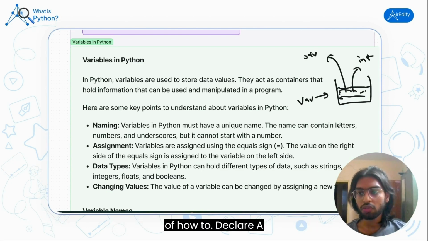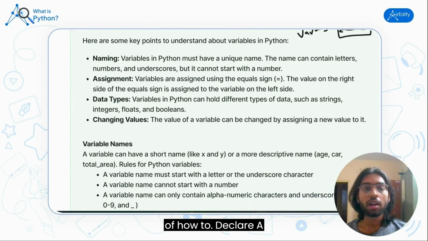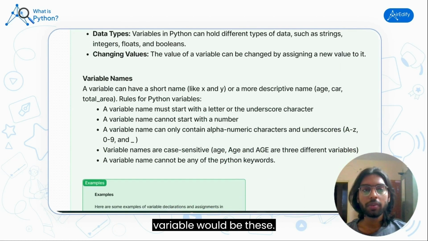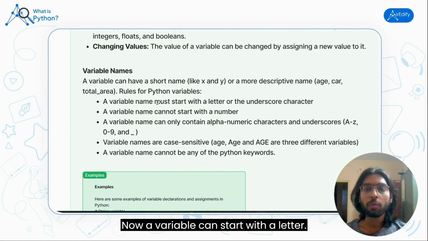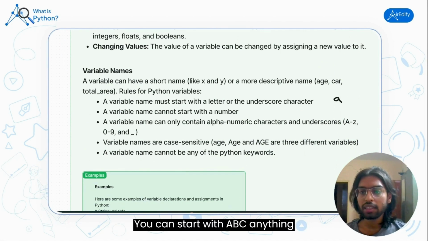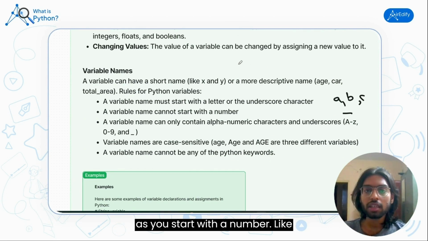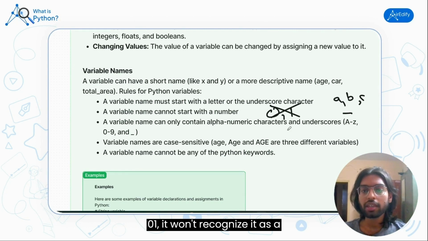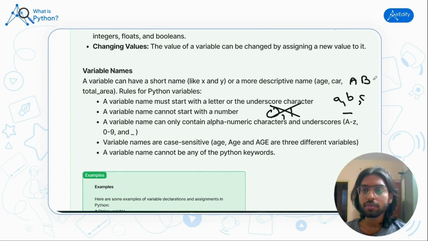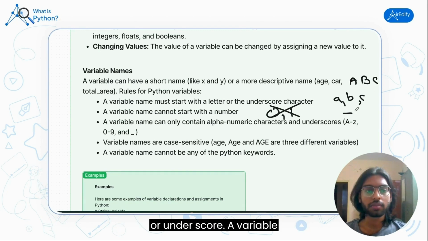Now, the rules of how to declare a variable would be these. Now, a variable can start with a letter. It can start with A, B, C, anything, or it can start with underscore. But as soon as you start with a number like 0, 1, it won't recognize it as a variable. So always make sure to start with alphabets or underscore.